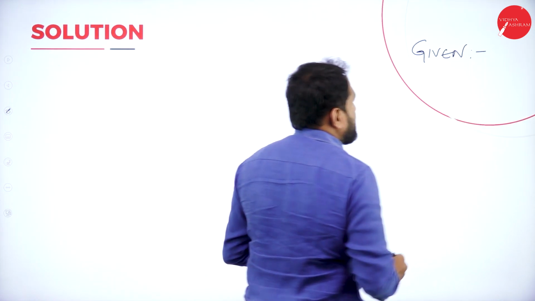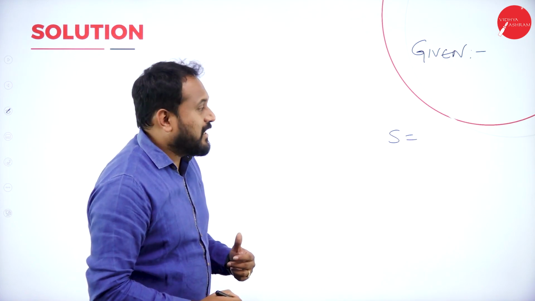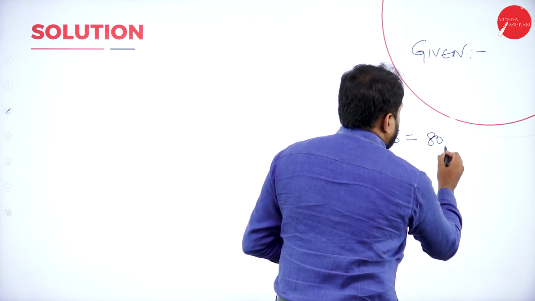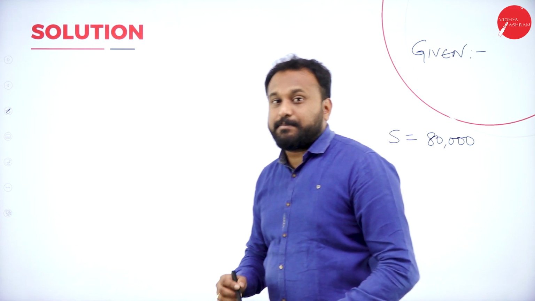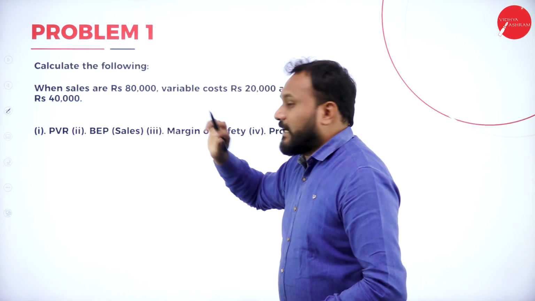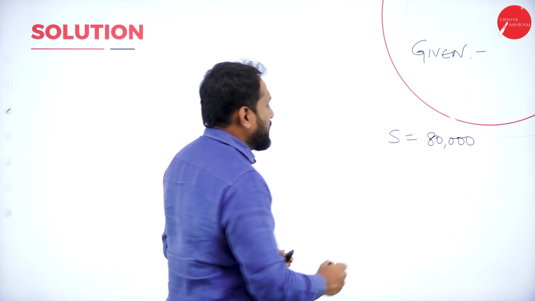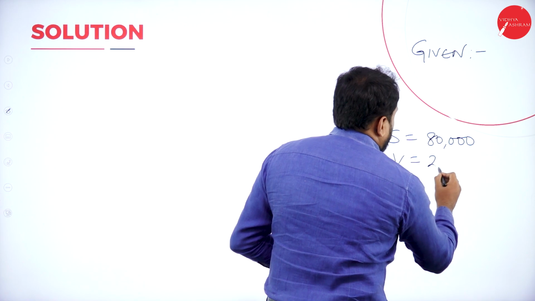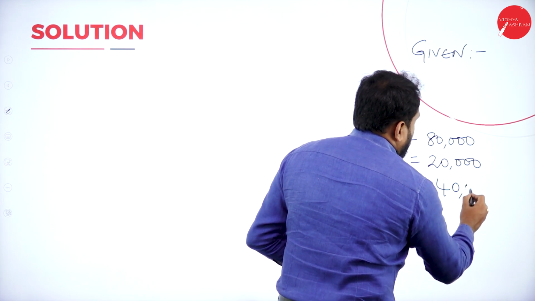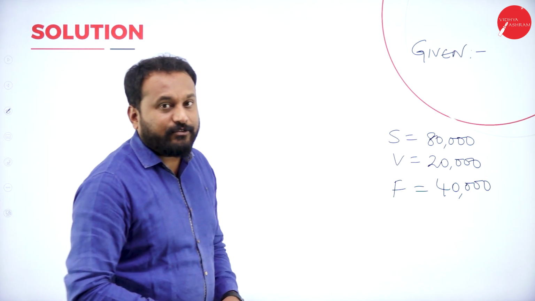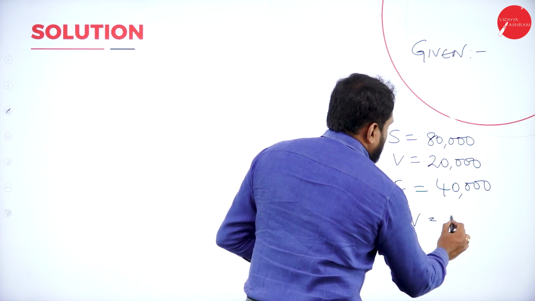Now when I go with this word given, what all are the things? The first one, sales is equal to, what is my sales there? My sales is 80,000 rupees. Variable cost is equal to 20,000 and my fixed cost is equal to 40,000. Now what all do I need to find? First, I need to find PV.